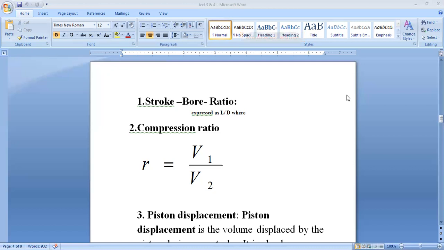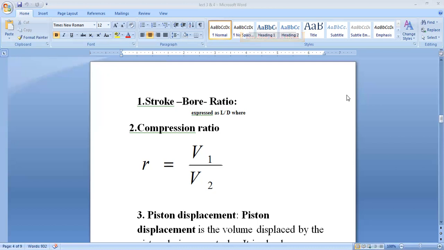Okay, these are in millimeter. L upon D. L is the length of the stroke. D is the diameter of the cylinder, in millimeter. In the coming class, you will solve the numerical, so these terms will be used. Okay. Now the second term is the compression ratio.